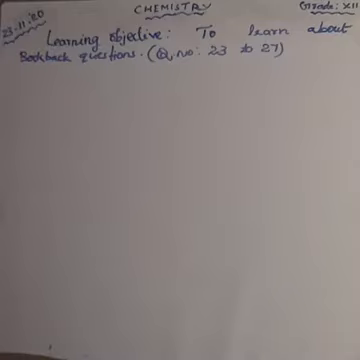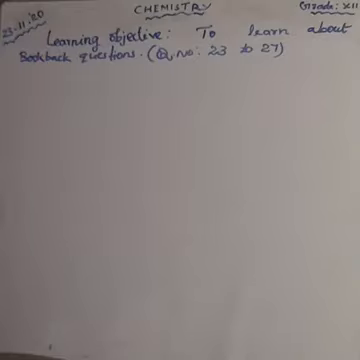What is question number 23? The rate constant for a first order reaction is 1.54 × 10^-3 second raised to minus 1. Calculate its half-life period. Already we know that one. This question, already we learned about the half-life period, am I right? We know the formula. What is the formula for half-life period? T half.